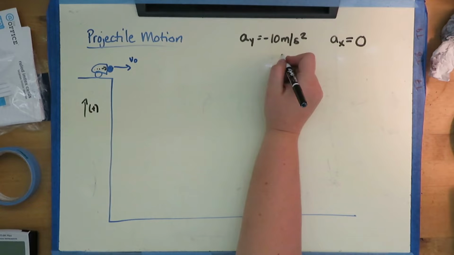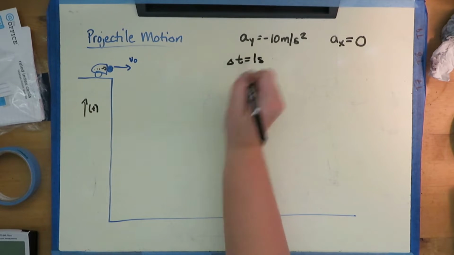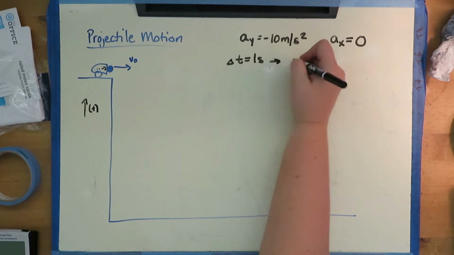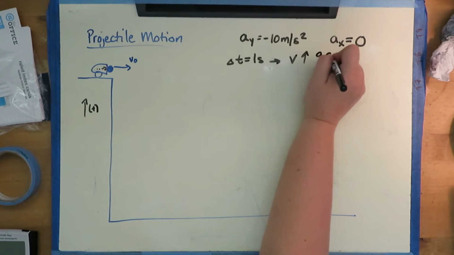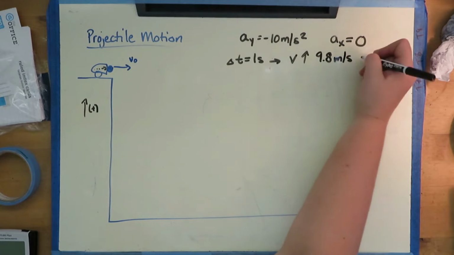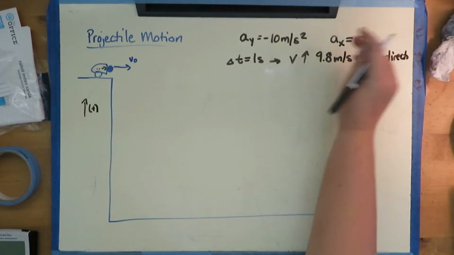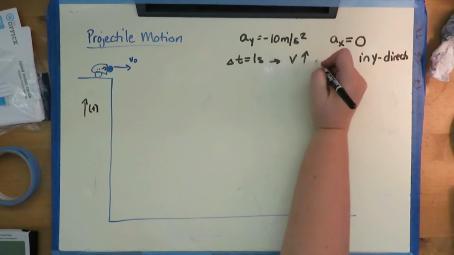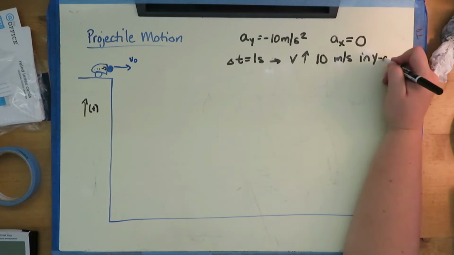Now, what this means is that for every 1 second time interval, my speed is going to increase by 9.8 meters per second in the y direction. Actually, it's going to be 10. I'm rounding this to 10. So in the y direction.